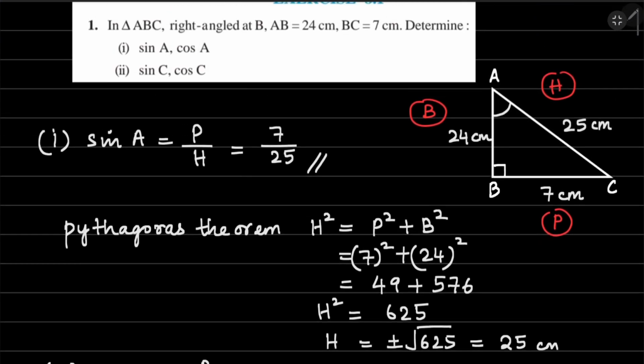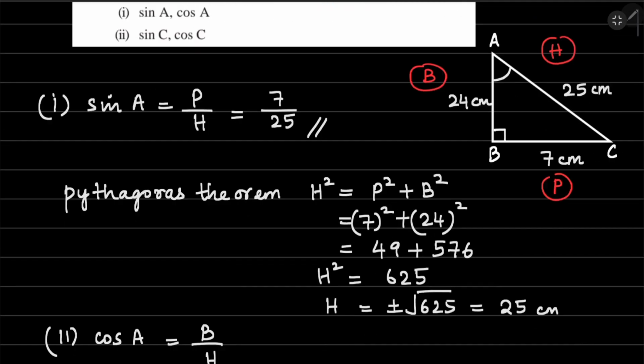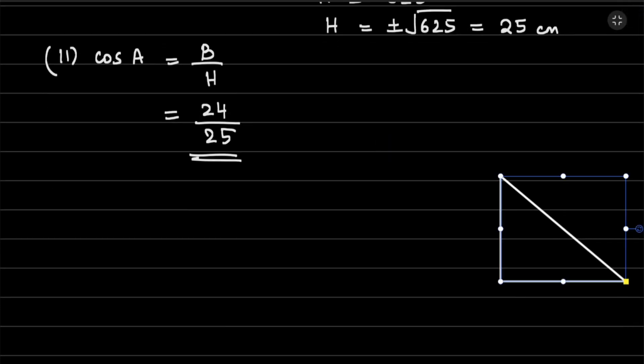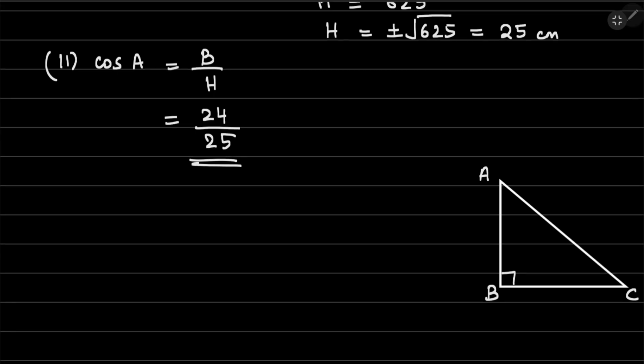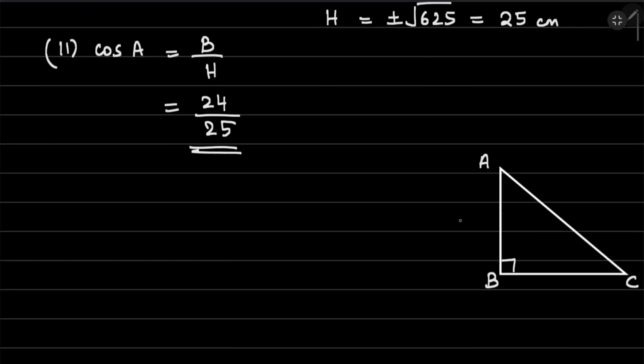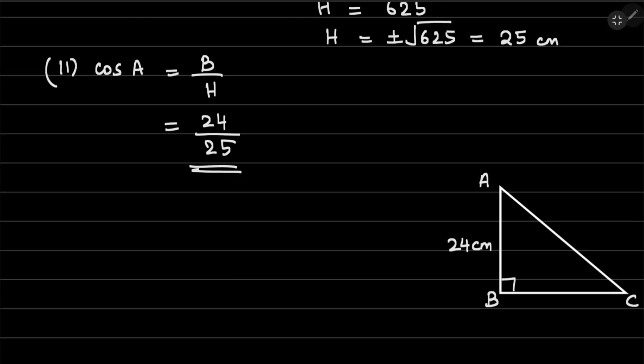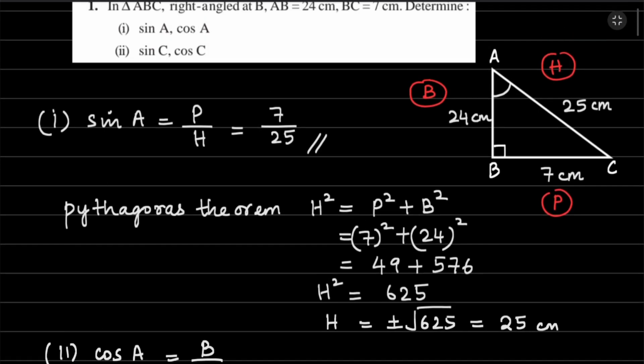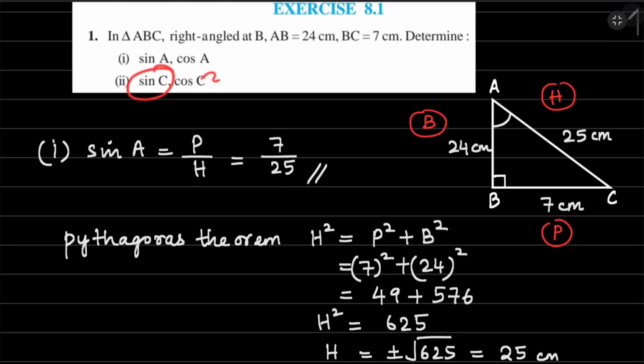You are asked sin C, cos C. Let us just mark all the lengths correctly. So, again, I am taking your right angle triangle A, B, C, right angled at B. What is AB length? 24. What is BC length? 7 centimeters. And AC, we just calculated it to be 25 centimeters. So AB, BC, AC length we know. Now what you have to calculate is sin C and cos C.